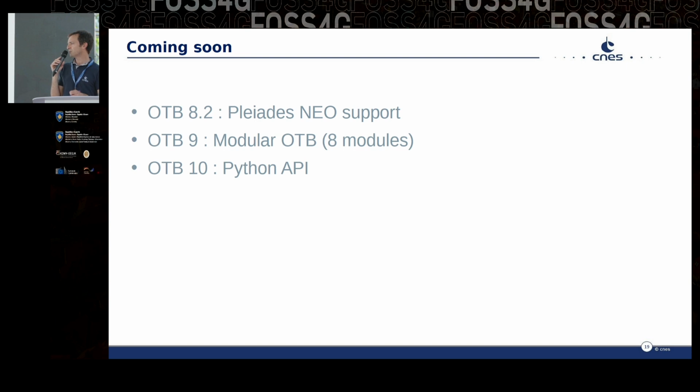In OTB 9, we'll drop the graphical interface, drop Mac support, and we'll bring the modules that I talked about. I think about 8 or 9 modules. And in the version after, we will, I think, improve the Python API.